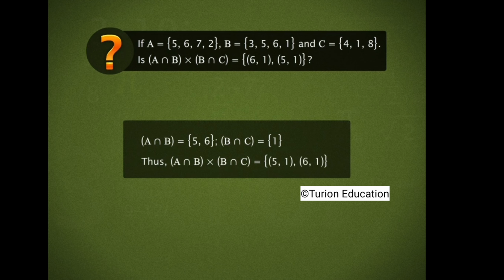Next, we take the two elements of A intersection B and pair them with the element of the singleton set B intersection C. Note that order of elements is the requirement of an ordered pair and not that of a set. As we know, the order of elements in a set is not significant. Therefore, the set of ordered pairs given is the Cartesian product of A intersection B and B intersection C.